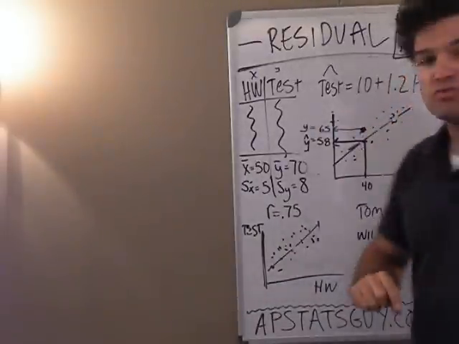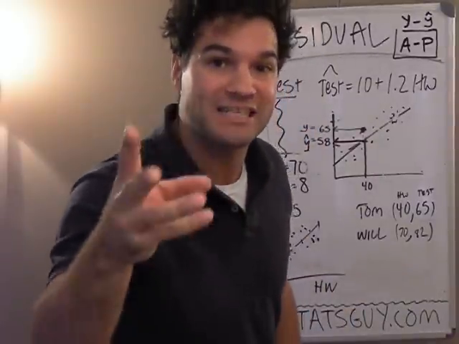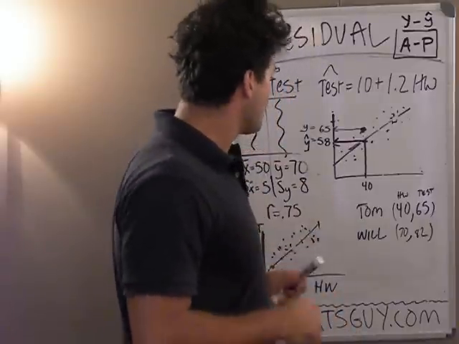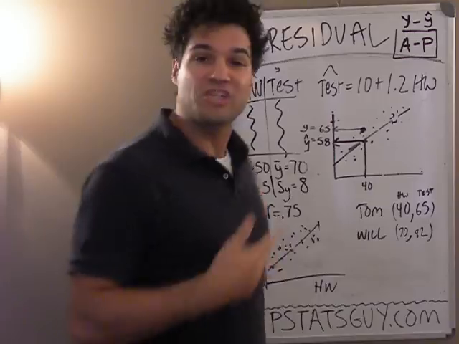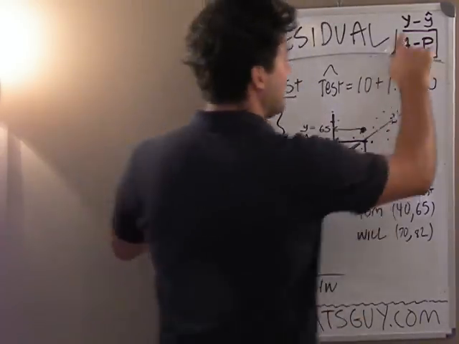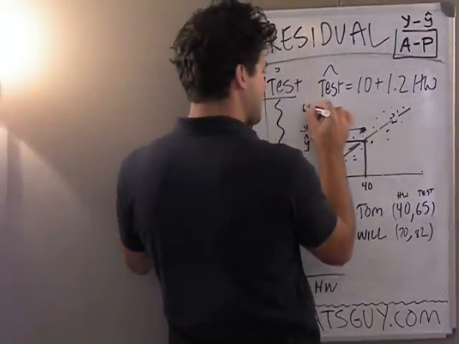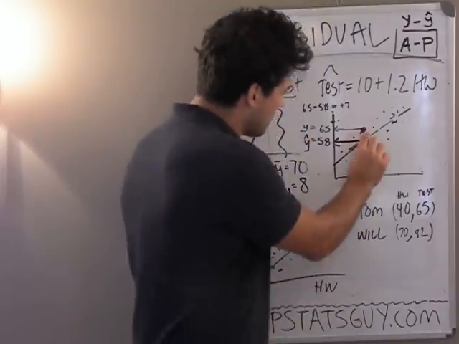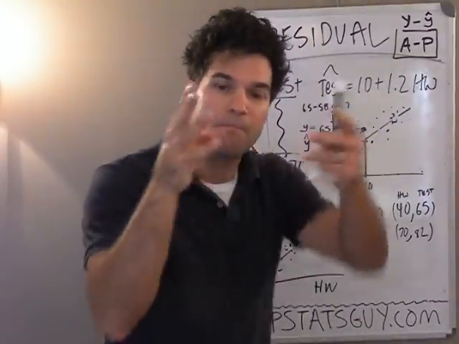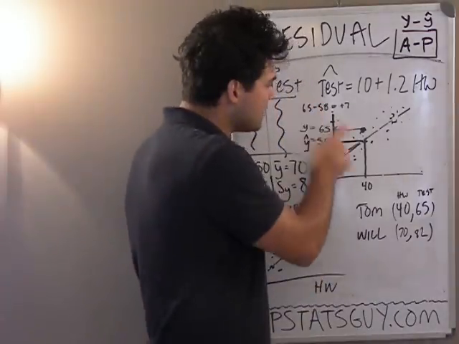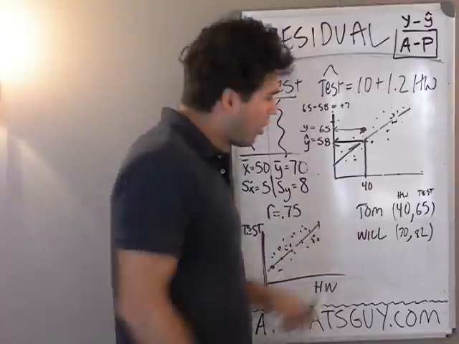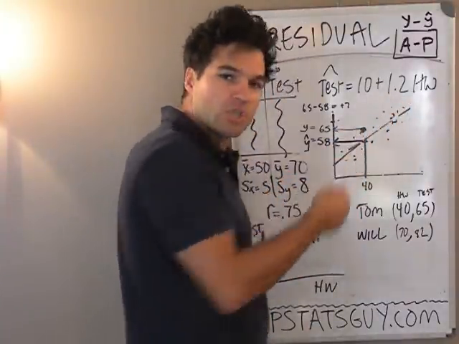This little distance right here is the residual. We find it by doing actual, 65, minus what was predicted by the model, 58. 65 minus 58 gives Tom a residual of positive 7. He has a positive residual because he's above the line. Notice, if there's a positive residual, he did better than the model was predicting. The model under-predicted Tom's score.